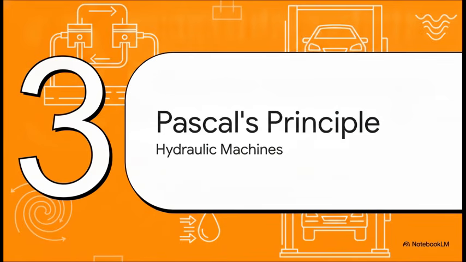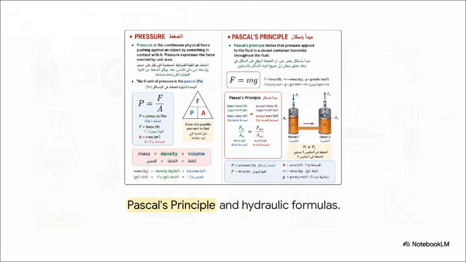Let's tackle our third and final section, Pascal's principle, known in Arabic as Mabda Pascal. Okay, so this principle is basically the magic trick behind those massive hydraulic machines you see construction workers use. It says that pressure applied to a closed fluid transfers equally in every single direction. So the pressure at piston 1 is exactly the same as the pressure at piston 2.